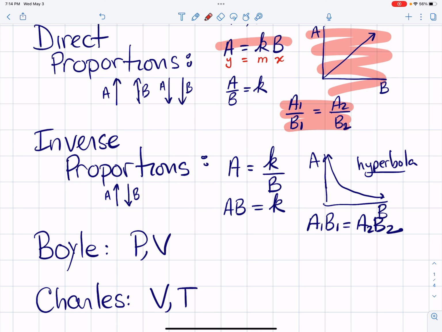So again, for the inverse relationship, you should understand that you get a hyperbola when graphed, this curve. You should understand that the equation ends up being A is K over B, and that produces an equation like this: A1 times B1 equals A2 times B2.